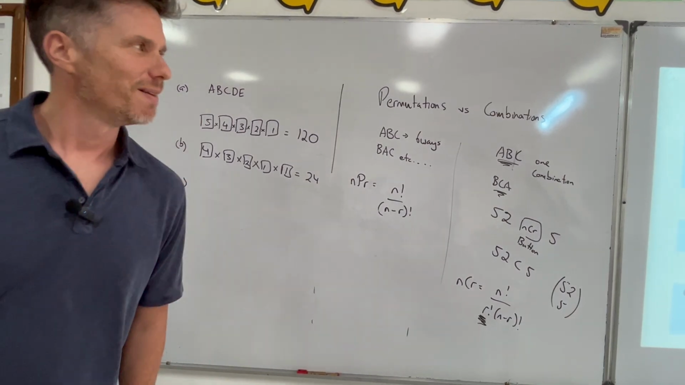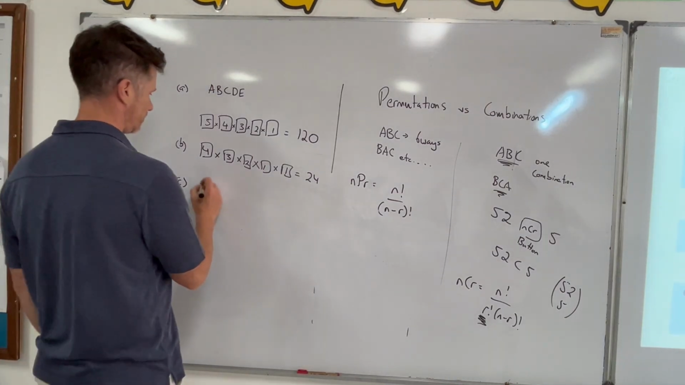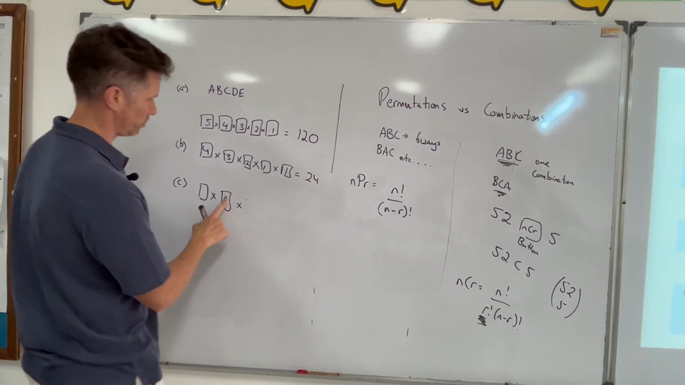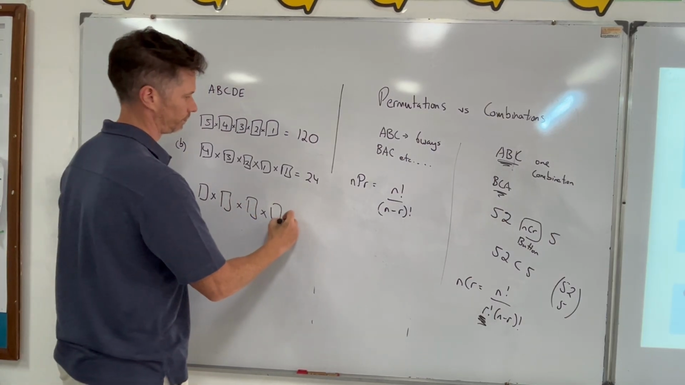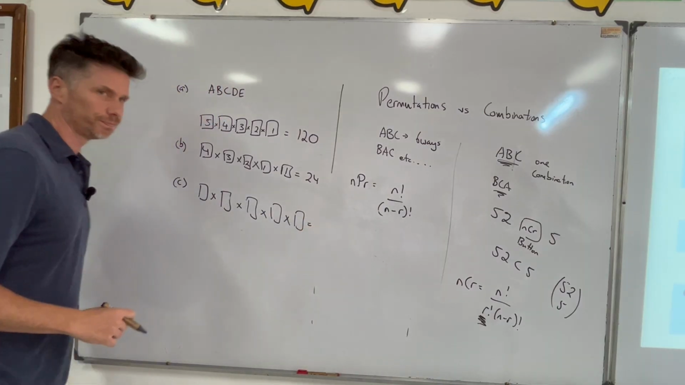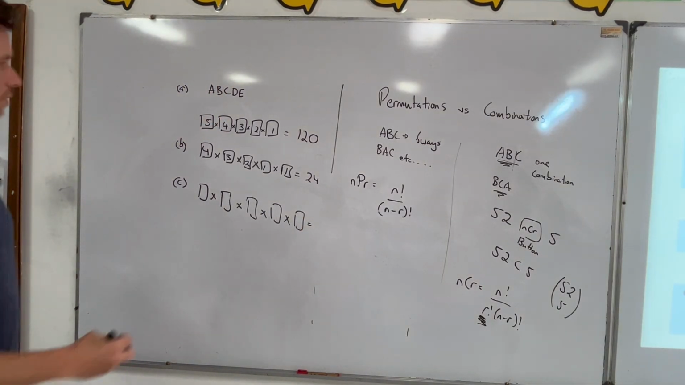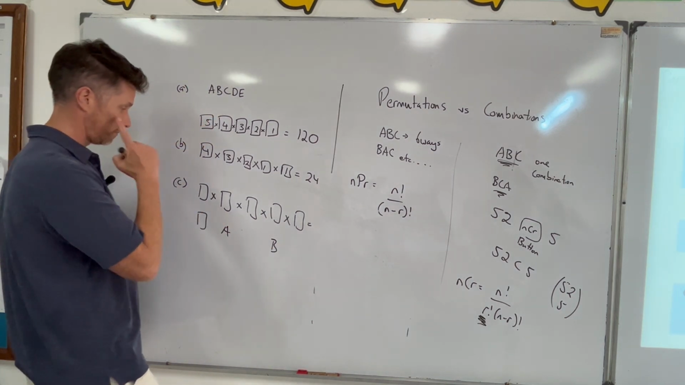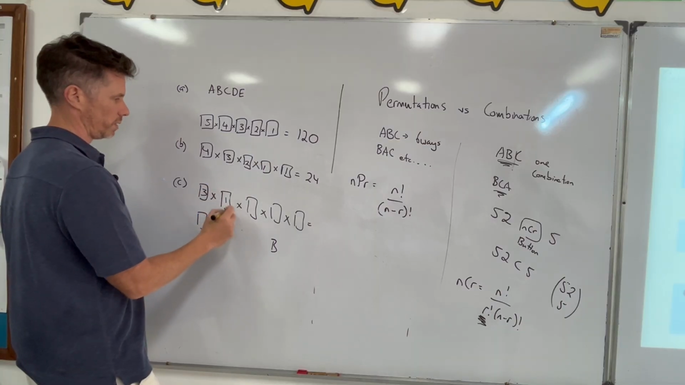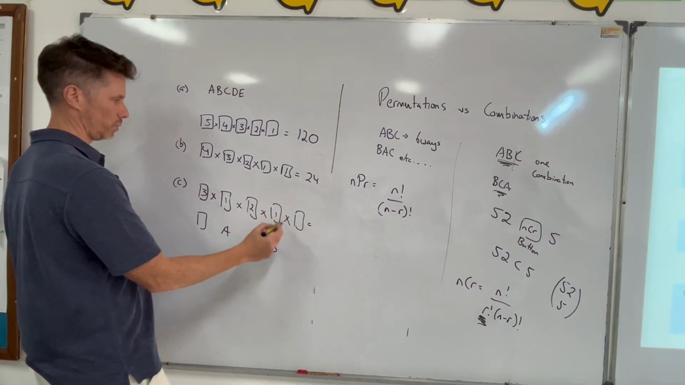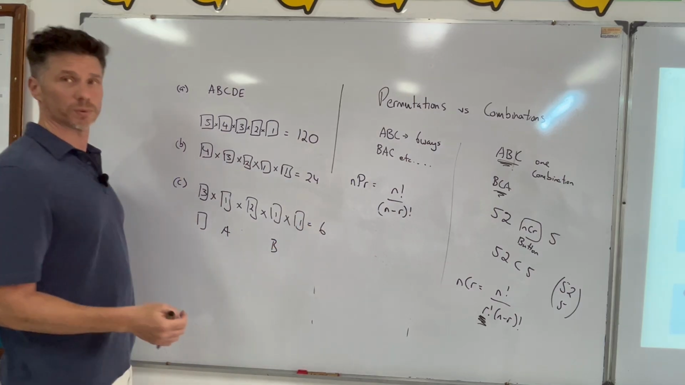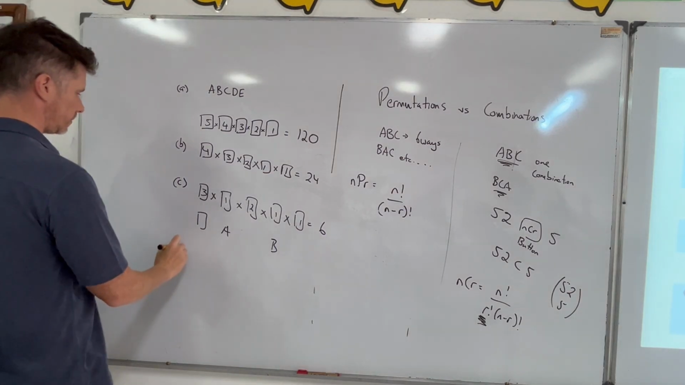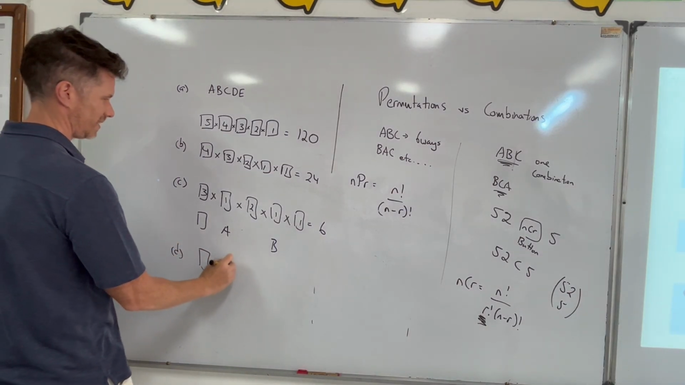Okay, you're reading ahead. How many permutations have the form something times A times B? 6? You sure? Wait. So if this one has to be A and this one has to be B, how many different options do I have for this? 3. And then how many are left? There's 2, then 1, then 1. So there's 6 different options. Think about it.